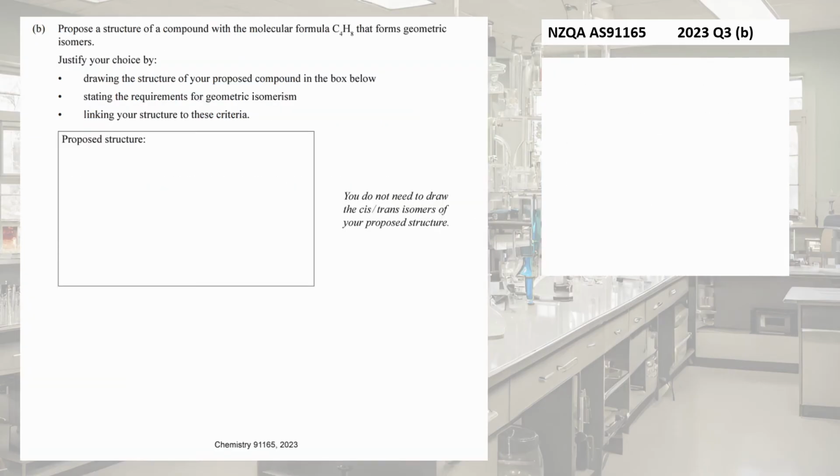One last one. This is last year's paper, 2023. Well, last year as I record this is the start of 2024. So here's the question. Propose a structure of a compound with a molecular formula of C4H8 that forms a geometric isomer. Okay, so a bit of creative work here, but we can see that there's 4 carbons, so it's going to be a butene. And if we've done enough practice in organic chemistry, we're going to know it's going to be but-2-ene. It can't be but-1-ene because then you would have 2 hydrogens coming off the first carbon. We draw the structure. Here it is.